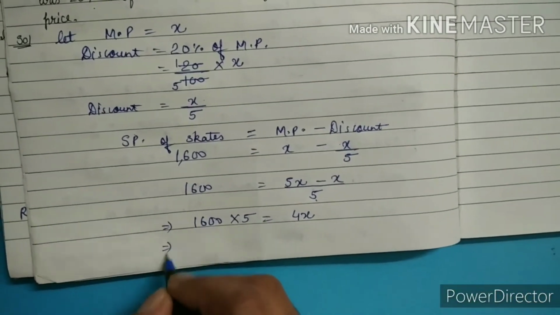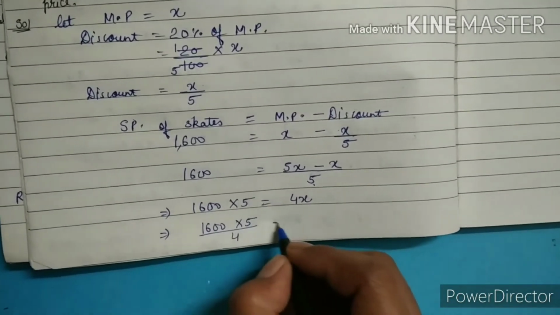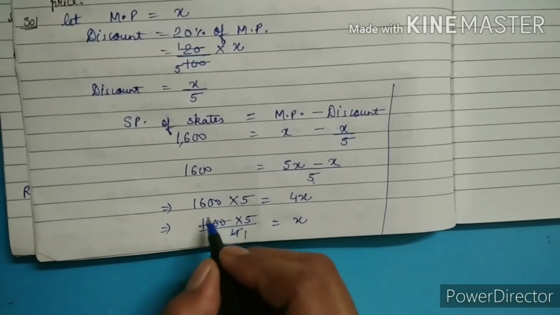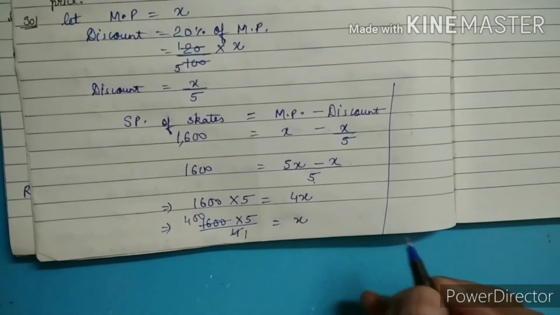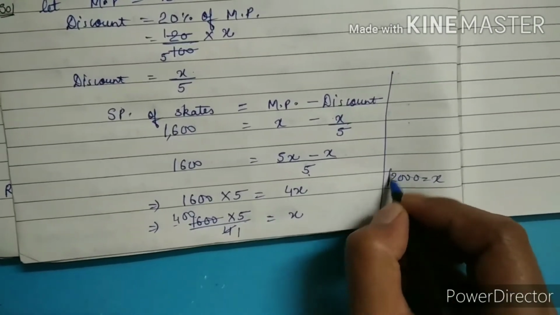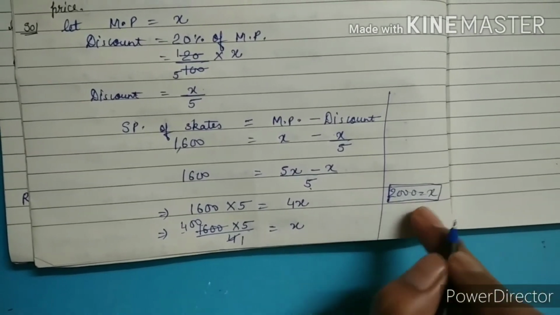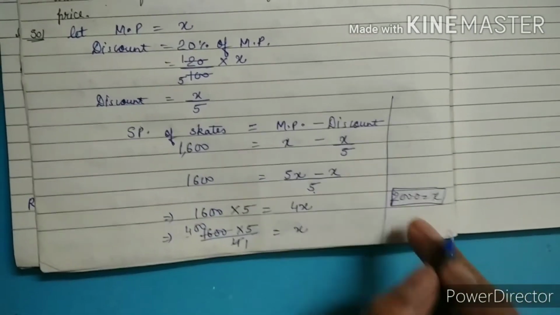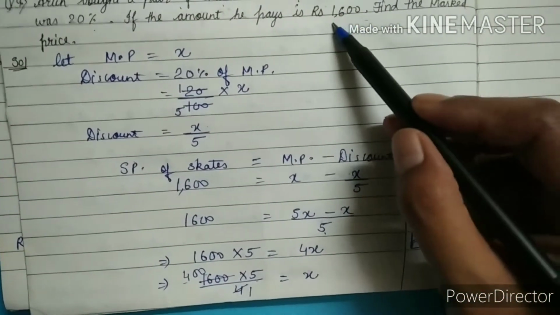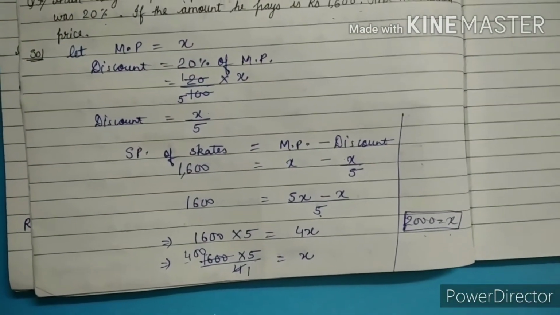So 1,600 multiplied by 5 divided by 4 will give us x. 4 ones are 4, 4 fours are 16 and 00 as it is. 400 into 5 is 2000, which is the value of x. It means the marked price of the skates is 2000. On the marked price we get the 20% discount, and after that he has paid 1600 rupees. So the marked price that we take is 2000 rupees.